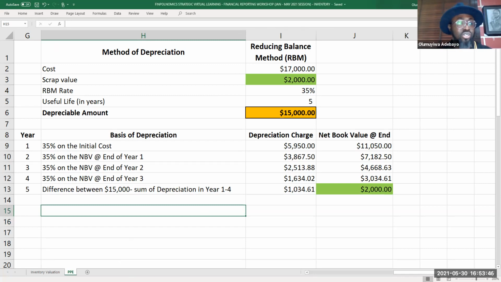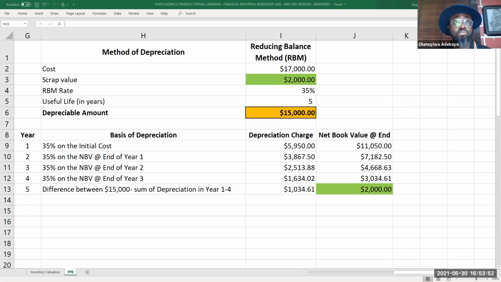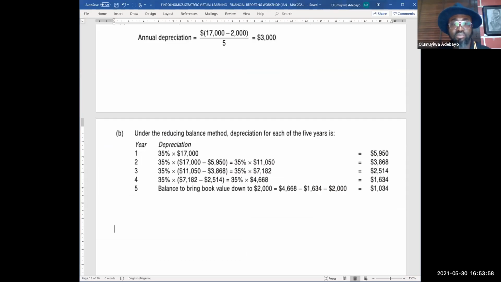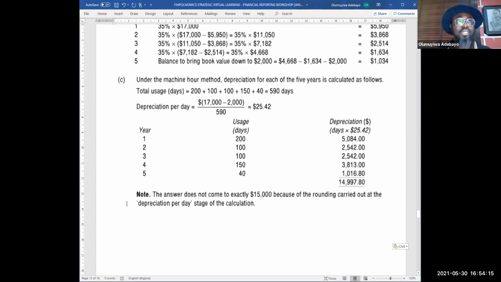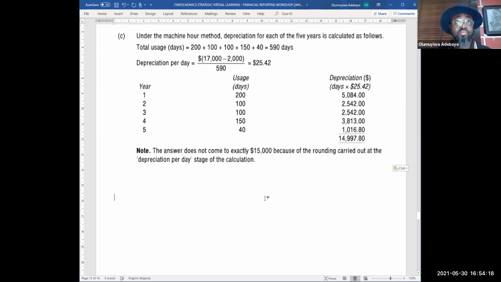Okay, let's come back to our discussion. Now, let's look at some of the year digits. Who can interpret the solution under some of the digits? Sorry, this is machine hour, sorry. Who can interpret the solution under the machine hours?